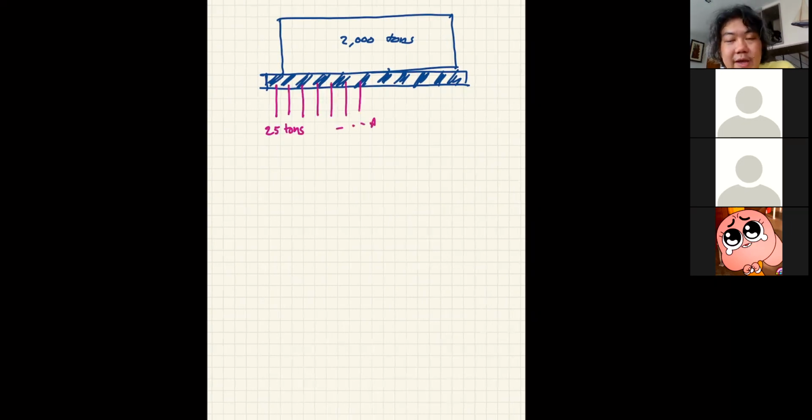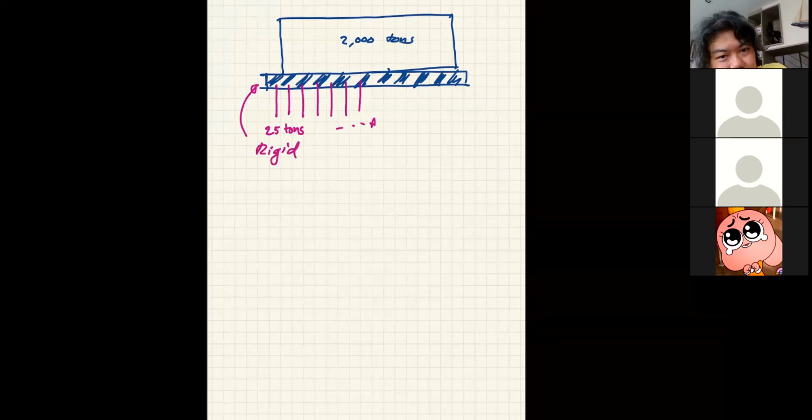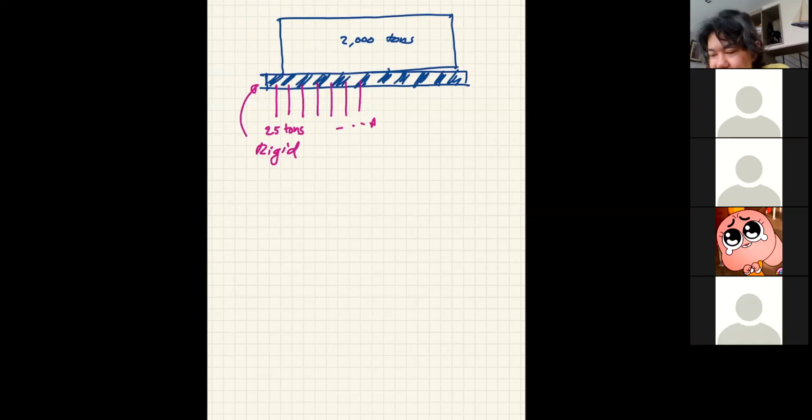Now, we can use this assumption, 2,000 divided by 25, because we assume that this foundation is rigid, so that every pile will carry the same load, right? Yes. The question is, how do you know if this footing is rigid enough?